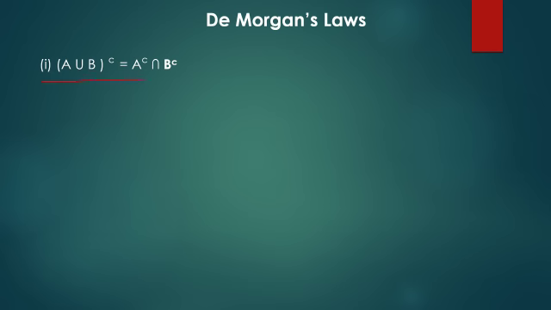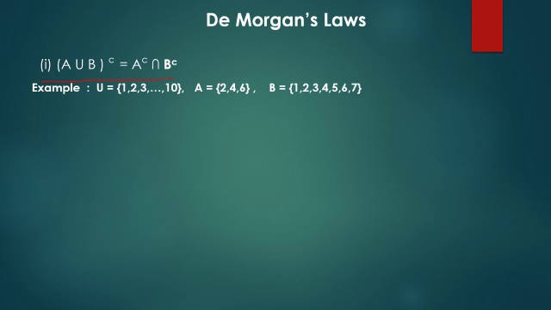For the first one, we take an example. As these are subsets of any universal set, the universal set is the main set. You can say it is the parent set. Universal set having elements 1, 2, 3, and so on up to 10. A is a subset of U having elements 2, 4, and 6. B having elements 1, 2, 3, 4, 5, and 6.